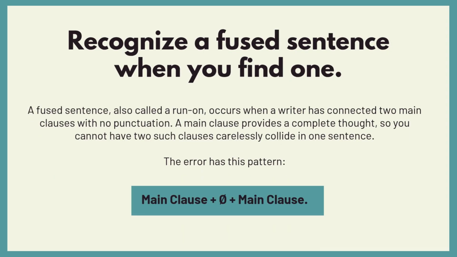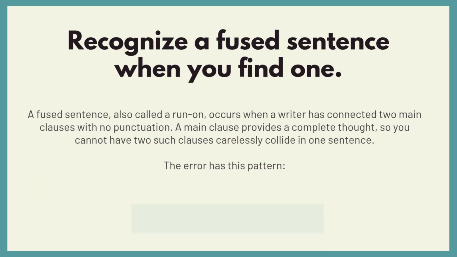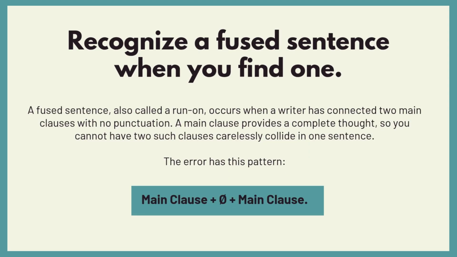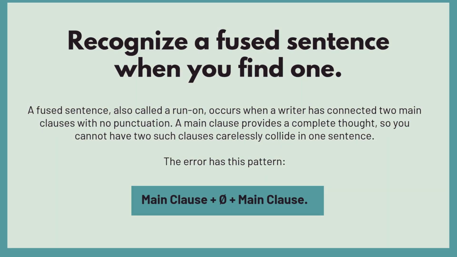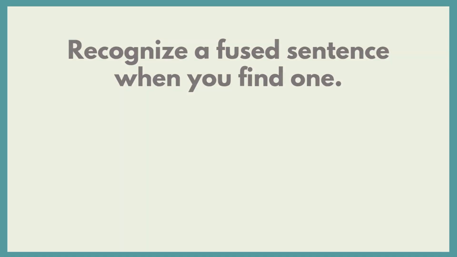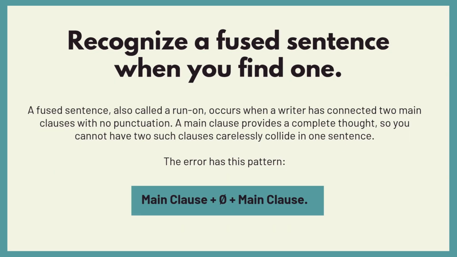Recognize a fused sentence when you find one. A fused sentence, also called a run-on, occurs when a writer has connected two main clauses with no punctuation. A main clause provides a complete thought, so you cannot have two such clauses carelessly collide in one sentence. The error has this pattern: main clause plus main clause.